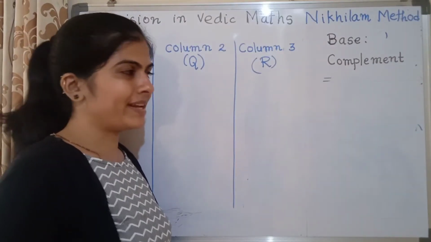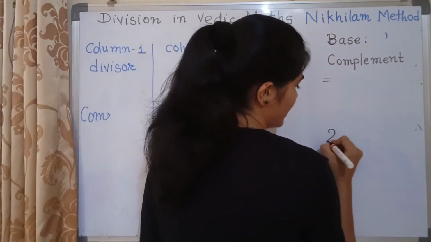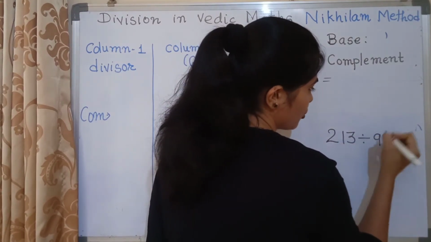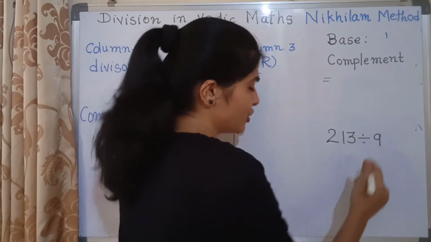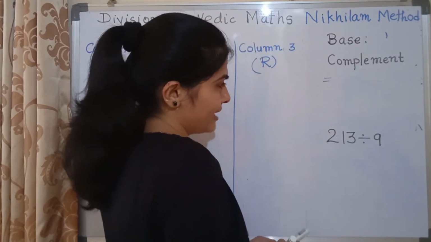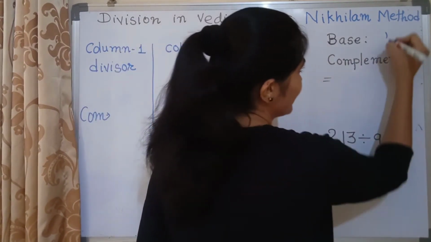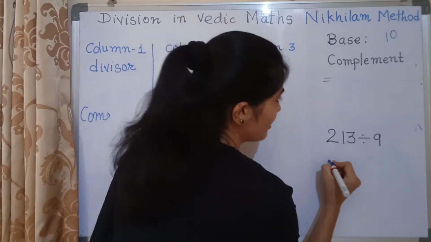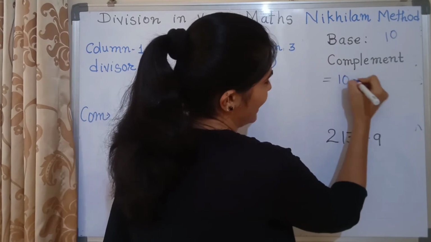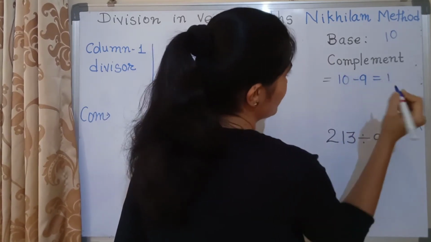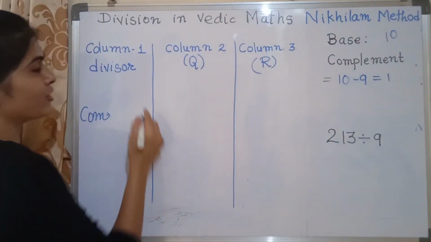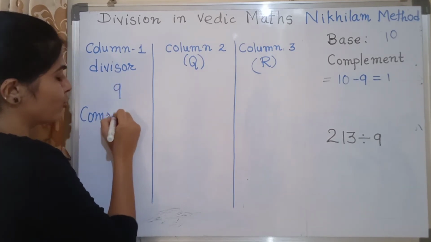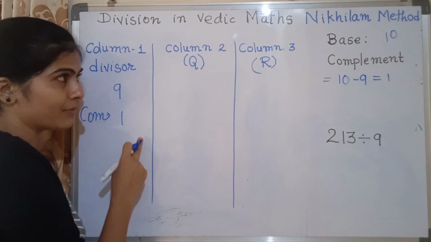Let's consider one more example, which is 213 divided by 9. So the divisor is 9. What should be the base, friends? As you know, it is closer to 10. So I can say my base is 10. And what is the complement of 9? That is, 10 minus 9, which is 1. So the complement is 1. So what should I write here? My divisor was 9, but its complement is 1. So we are going to perform the operation with this complement.